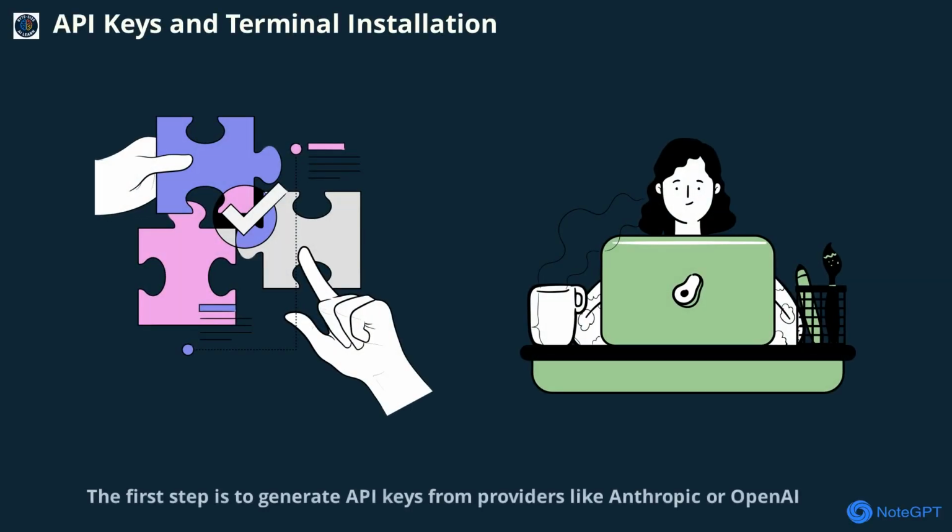First step is to generate API keys from providers like Anthropic or OpenAI. Next, run a simple command from the OpenClaw site in your terminal. This streamlined process ensures your digital operator is securely installed and ready to connect with your preferred messaging platforms for seamless interaction.